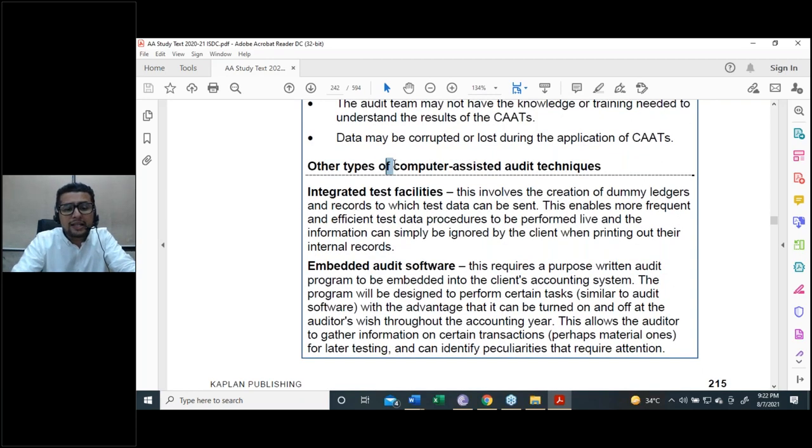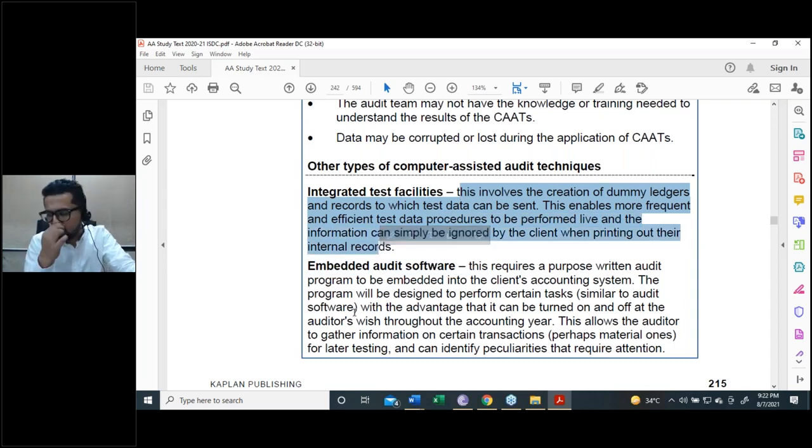Okay, there are other computer assisted audit techniques as well, which were not previously part of the syllabus, and that is integrated test facilities. Now, what are integrated test facilities? This involves creation of dummy ledgers and records to which test data can be sent. This enables more frequent and efficient test data procedures to be performed live, and the information can simply be ignored by the client when printing out their internal records. Now, what's that?